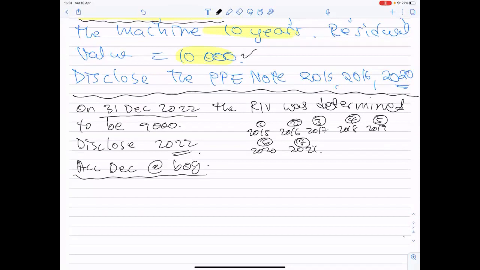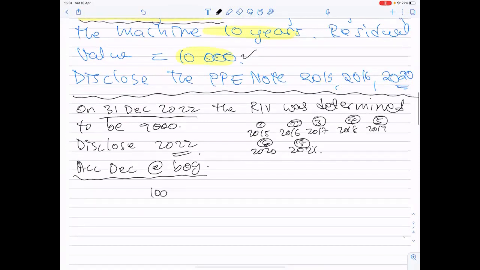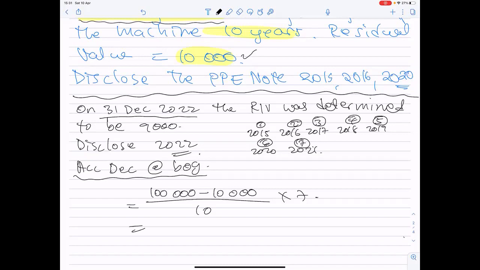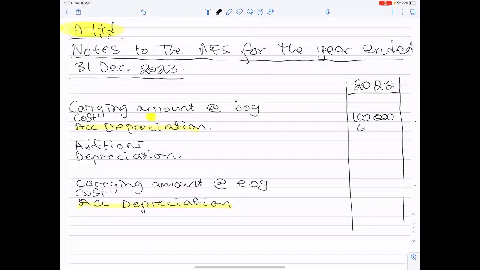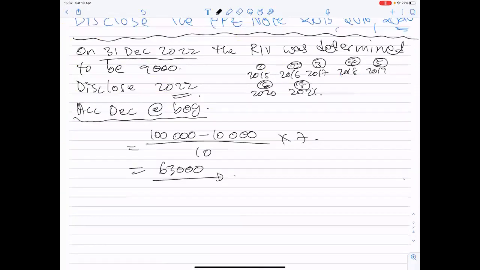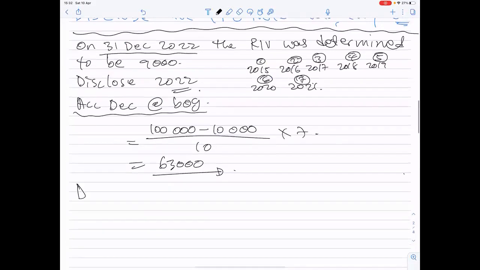So at the beginning of the year, in the year 2021, there was no change, so we are still using the same principle. 100,000 minus 10,000 divided by 10 multiplied by 7. How much do you get? 9,000 by 7. I'm getting 63,000. So I put my 63 there. 100,000 minus 63,000. How much do we get? 37. Is that clear? Am I right? Yes. Right.